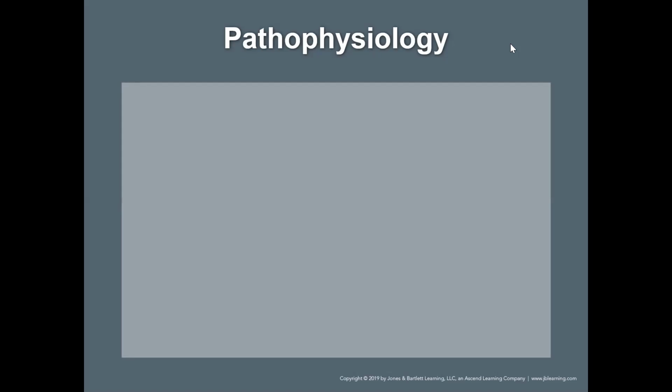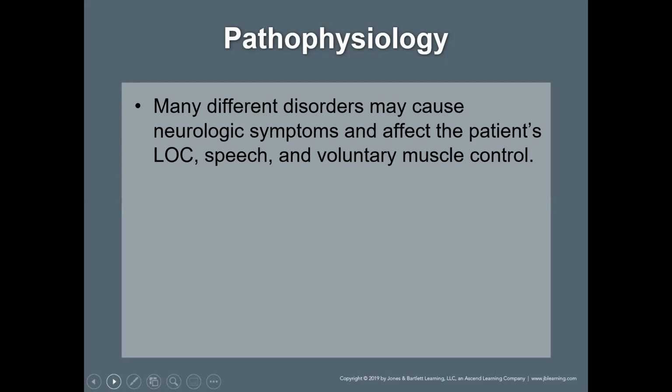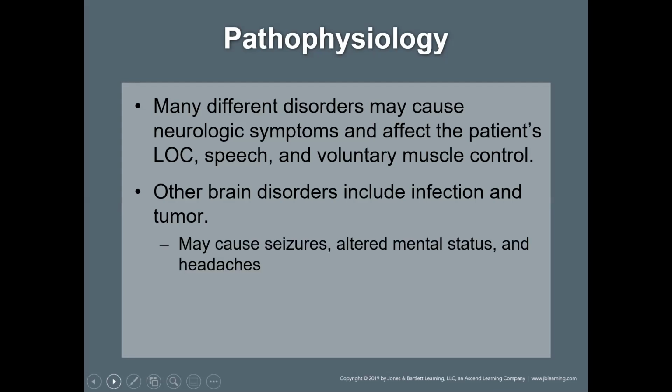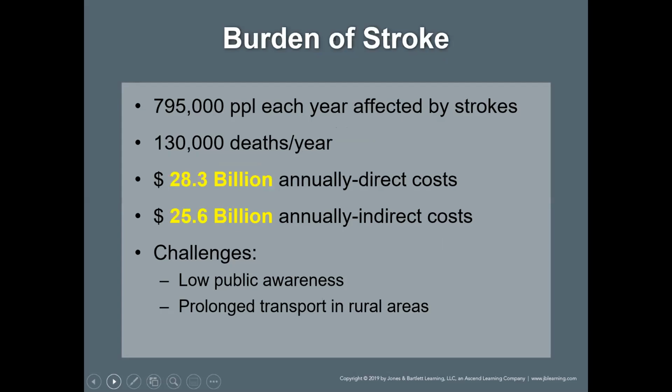All right, so like I just said, a lot of things can happen to cause problems with our mentation and our speech. We can be totally unresponsive, very confused, have voluntary muscle control loss, infections, tumors, seizures, headaches, all these things. So the first thing we're going to talk about in this neurological pathophysiology is strokes.